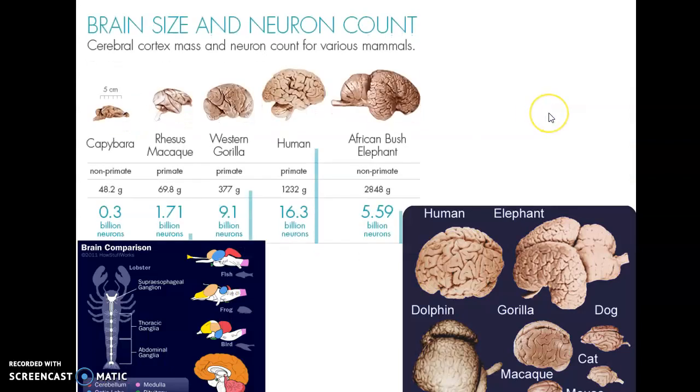This is just a quick comparison between the human brain and some other large mammals, and you can see while it's similar, it's not similar in size, it's not similar in number of neurons. So we are very, very complex compared to these other animals.